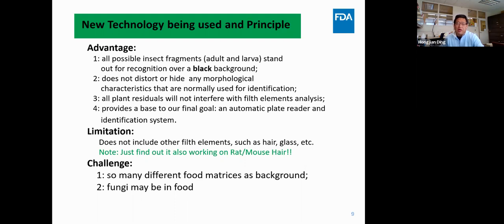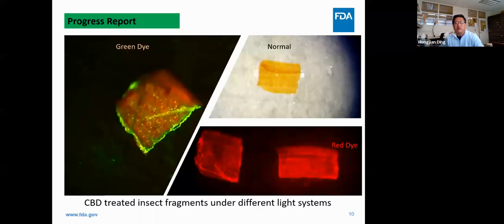A challenge: every day we eat so many different foods, so the food matrix is a big challenge, and different food matrices may have an effect. From principle, we know it doesn't affect it, but we need to try that. Also, fungus might be in our daily food, and fungus cells do have chitin. So how do we eliminate this challenge? That's what our work is trying to solve.